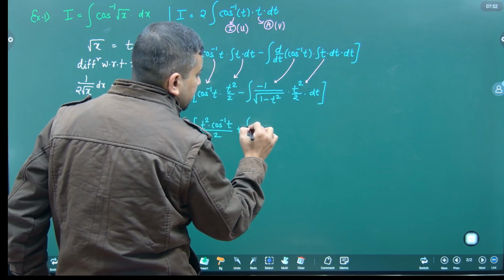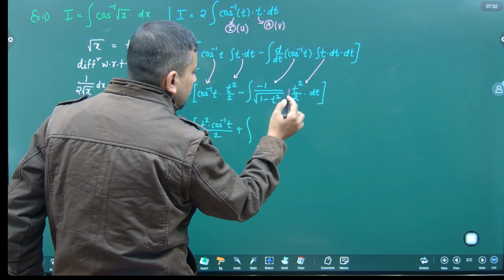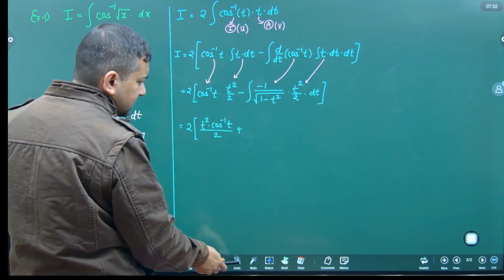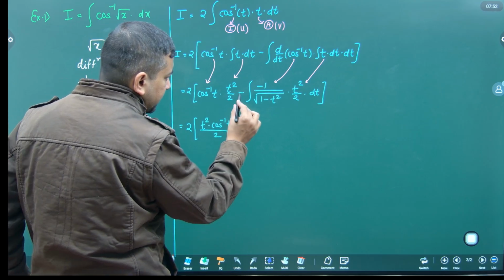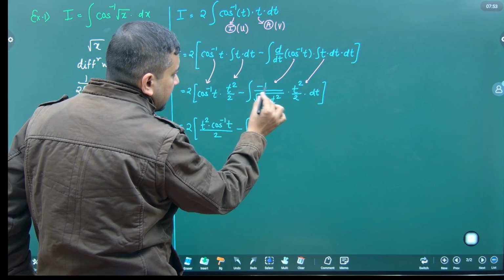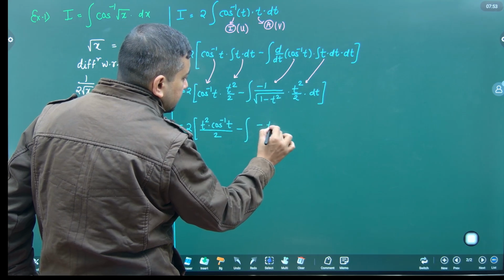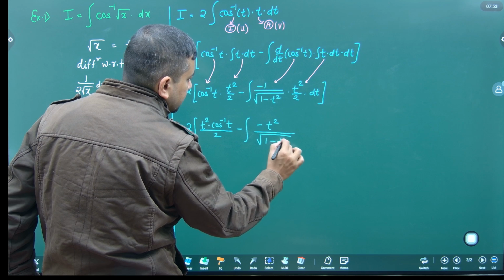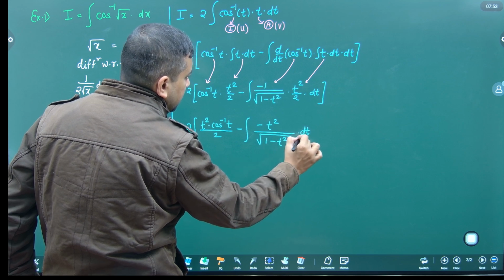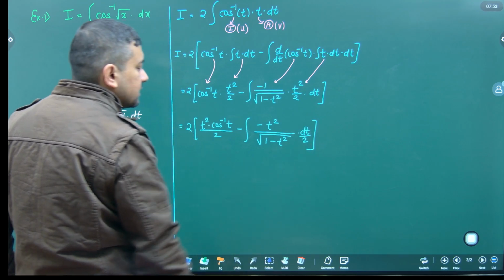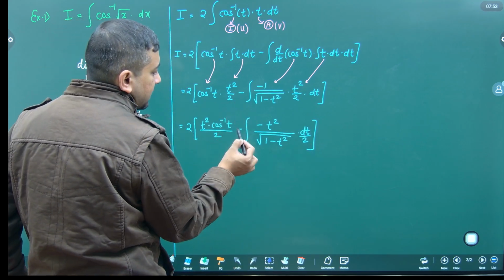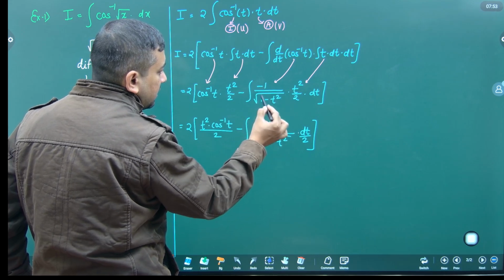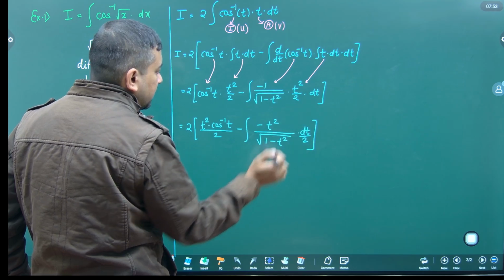Minus minus, it will become plus, or you can keep this minus sign as it is. Why? See here, I am keeping the minus sign as it is, and this becomes minus t square upon under root 1 minus t square dt by 2. Is this clear? Minus I have kept as it is, minus t square upon under root 1 minus t square into dt by 2, right?